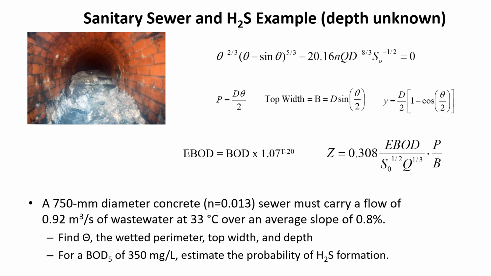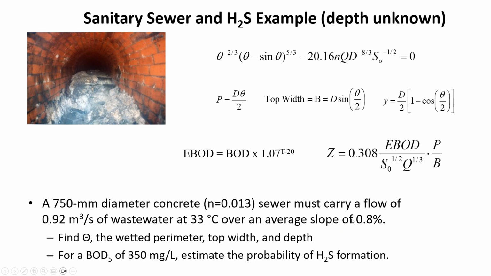Okay, so here's another example. This combines both hydraulics and also calculating the hydrogen sulfide risk. Let's say that we've got a pretty large concrete pipe here, 0.75 meters diameter. When concrete pipe is full, it has that n value of 0.013. It has to carry a flow of 0.92 cubic meters per second of wastewater. That's at 33 degrees Celsius, so it's warm wastewater, and it's laid out on a slope of 0.8%.